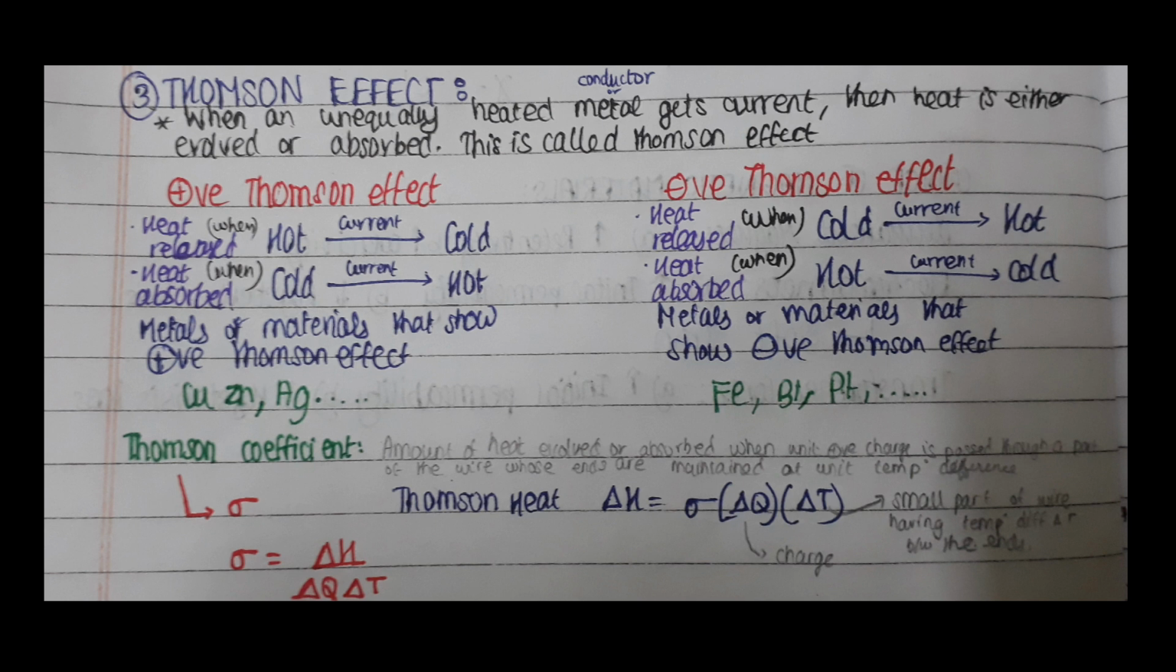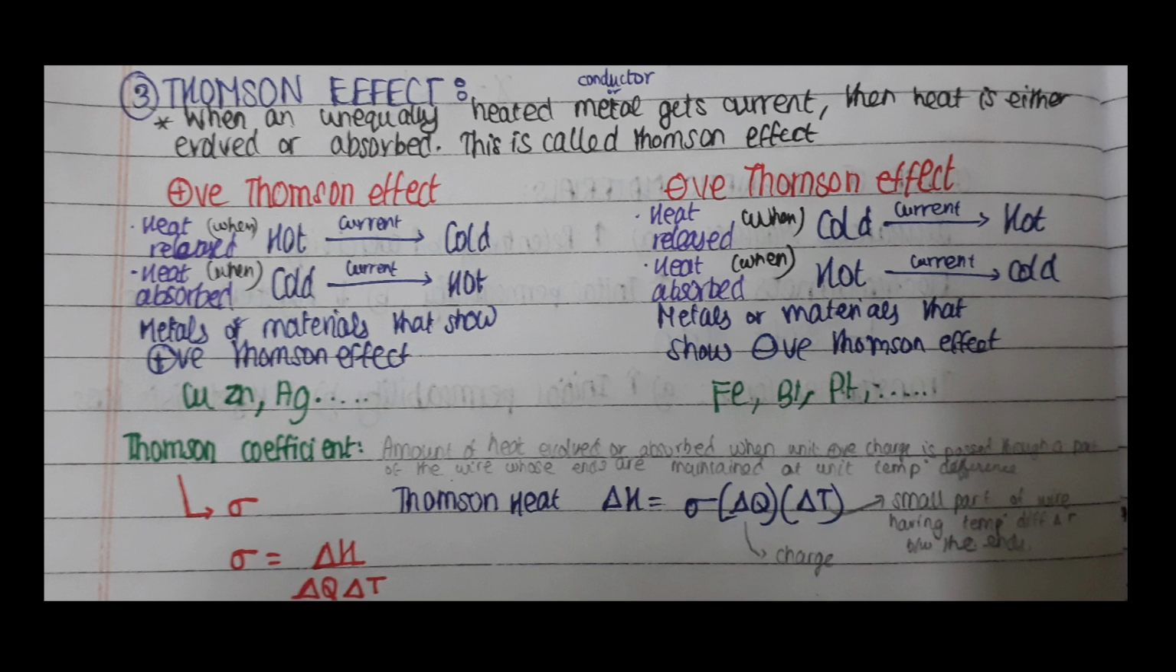Metals or materials that show positive Thomson effect are copper, zinc and silver. The materials or metals which show negative Thomson effect are iron, bismuth and platinum. There is a coefficient called the Thomson coefficient, which is denoted by sigma, which is Thomson heat divided by the charge flown and the temperature difference.